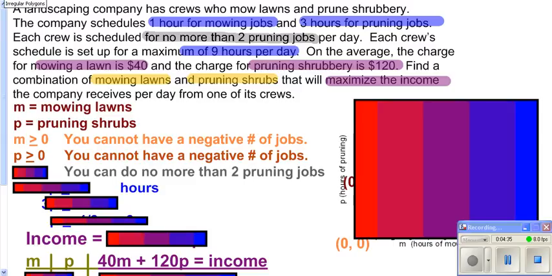So let's take a look at this problem here. Go ahead and pause it and read through the problem.